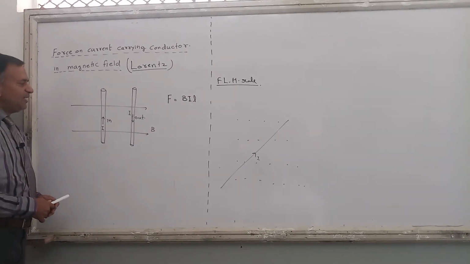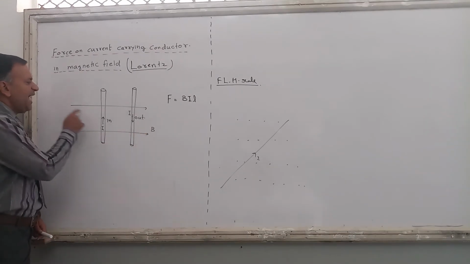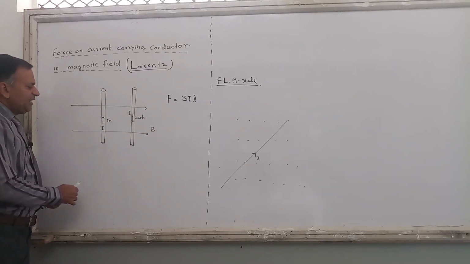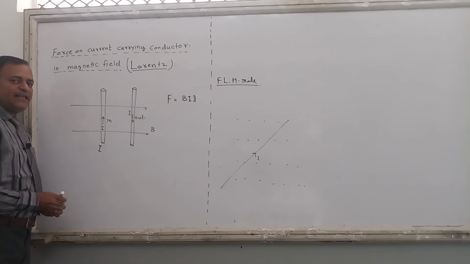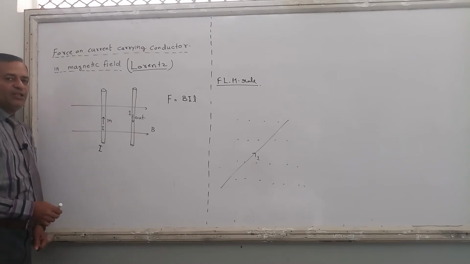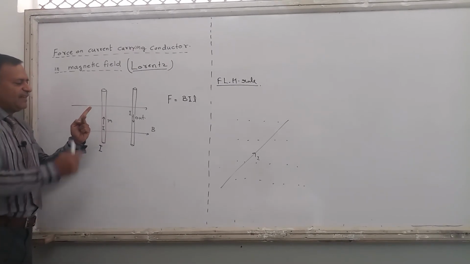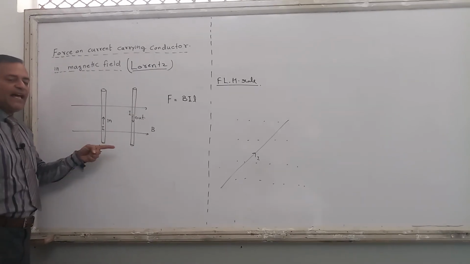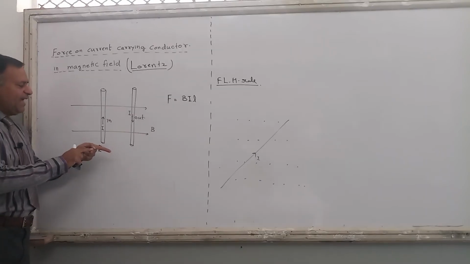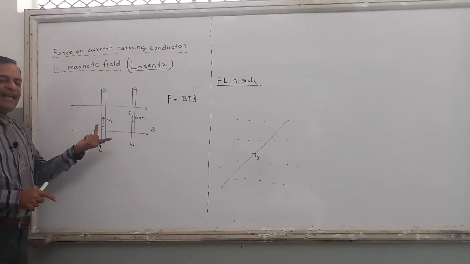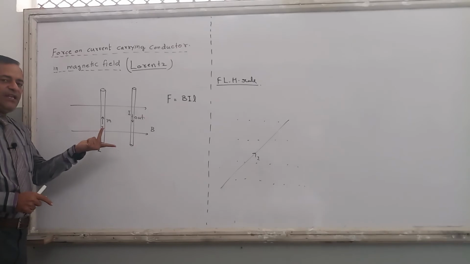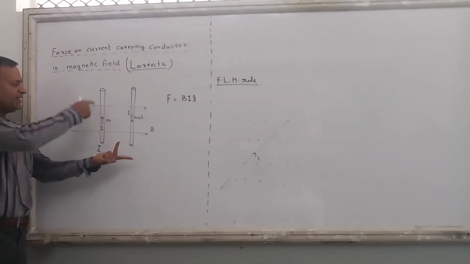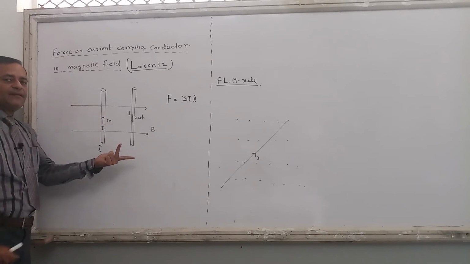First example: the magnetic field is represented by arrows going from left to right. This is conductor number 1 and it carries electric current in the upward direction. So, first finger in the direction of magnetic field, second finger in the upward direction, and then extend your thumb. The thumb is showing the inward direction. So the direction of force on this conductor will be inside.